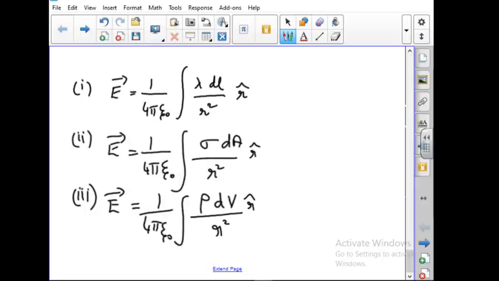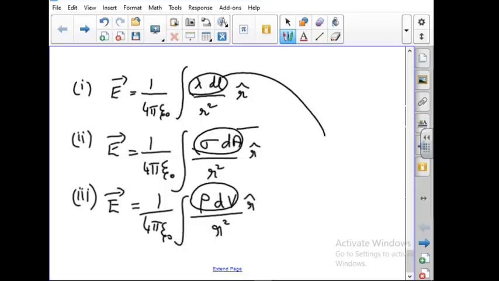These are all representing the infinitesimal charge dq. So dq is equal to lambda into dl for a wire, sigma into dA for an area, and rho into dV for a volume, where lambda is the linear charge density, sigma is the surface charge density, and rho is the volume charge density. Hope you can understand, students. Thank you.